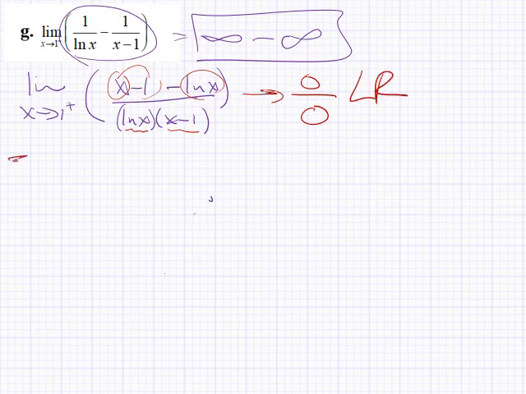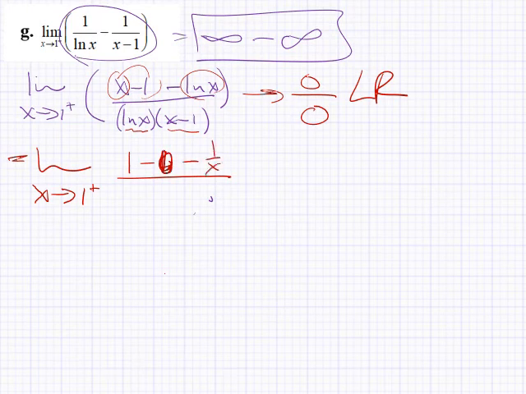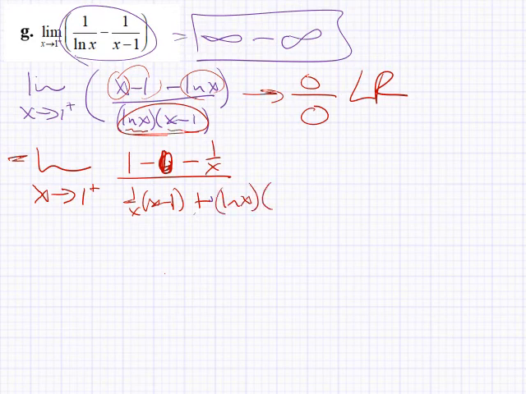So we'll do the derivatives. The limit as x approaches 1 from the right of the derivative of x is 1, derivative of 1 is 0, derivative of log x is 1 over x. Here we're going to need product rule, so I'm going to go 1 over x times x minus 1 plus log x times the derivative of x minus 1 is 1.